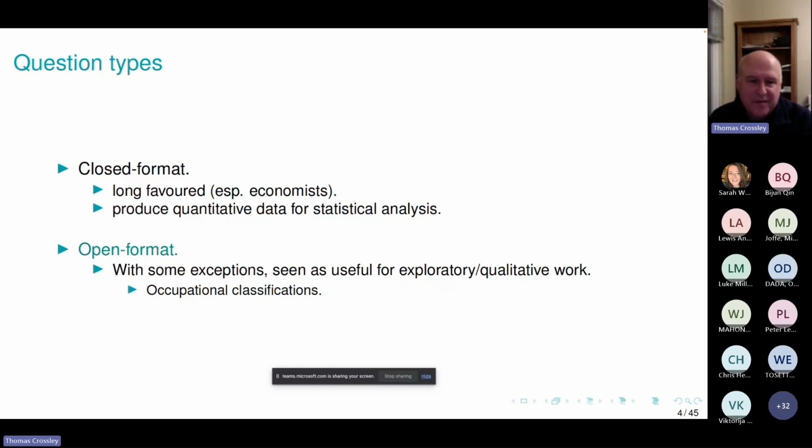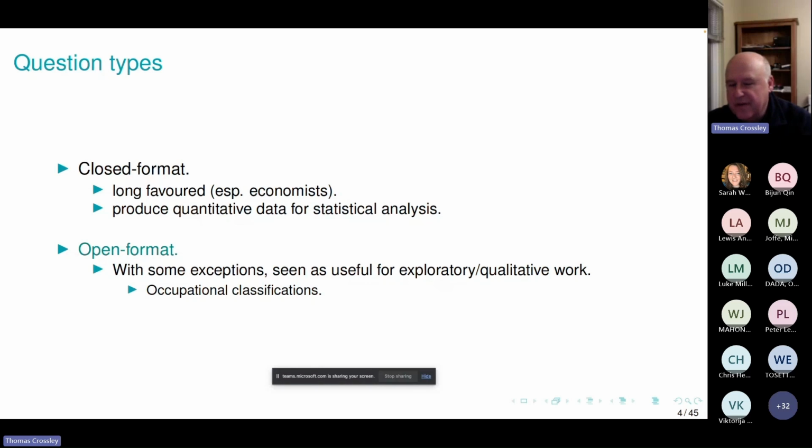You know, my reaction to those in the past always was, well, what would you do with the answers? And so I think closed format questions are typically favored because they produce quantitative data, and it's sort of obvious how you would do statistical analysis. Open format questions, how would you react? When we look at open format questions today, like how would you react to some extra income, in your own words, have, I think with some exceptions, been seen as useful more for exploratory or qualitative work, small studies, pilot studies, but not for large surveys that produce data for statistical analysis.